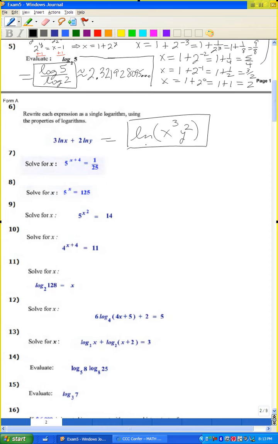And so I have the base is 5. I can rewrite 1 over 25: 5 squared is 25, so 1 over 25 is 5 to the negative 2. Since the exponential function is 1 to 1, and since the bases are equal, the exponents must be equal. And so, subtracting 4 from both sides, x is negative 6.